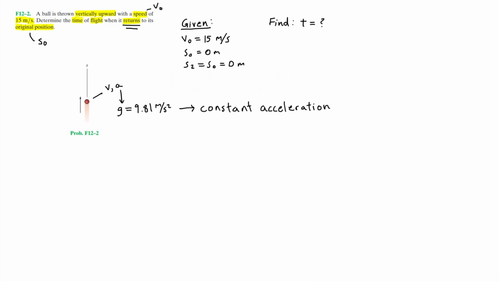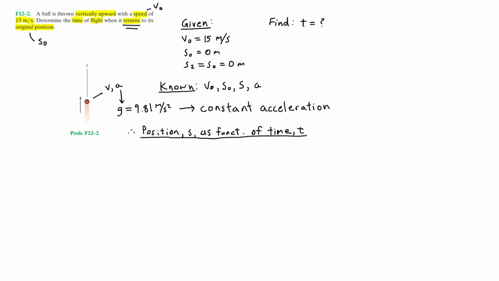So now that we have this important piece of information, for constant acceleration, we do have a set of formulae that we can use. So initially, we can go ahead and write down our known values, which are v0, s0, s, which in this case symbolizes s2, and lastly, acceleration a. So from the three constant acceleration formulae, we can simply use position s as a function of time t, which has the formula s equals s0 plus v0 times t plus 1/2 a sub c times t squared.